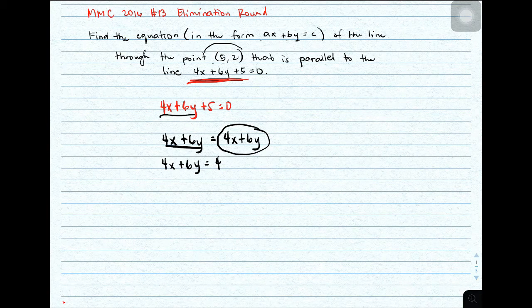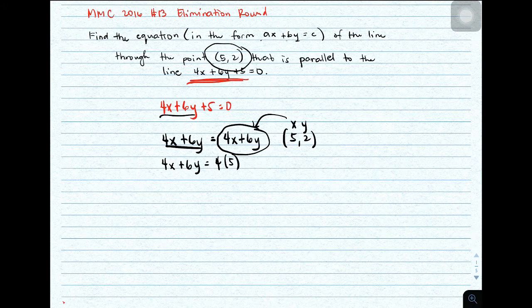At may nakalimutan pala ako. Remember, meron tayong given point na 5, 2. This will represent your x and y para dito. Siya yung plug in nyo. So we have 4 times 5 plus 6 times 2. And then, simplifying this equation, you will have 4x plus 6y is equal to 20 plus 12. You have 4x plus 6y is equal to 32.